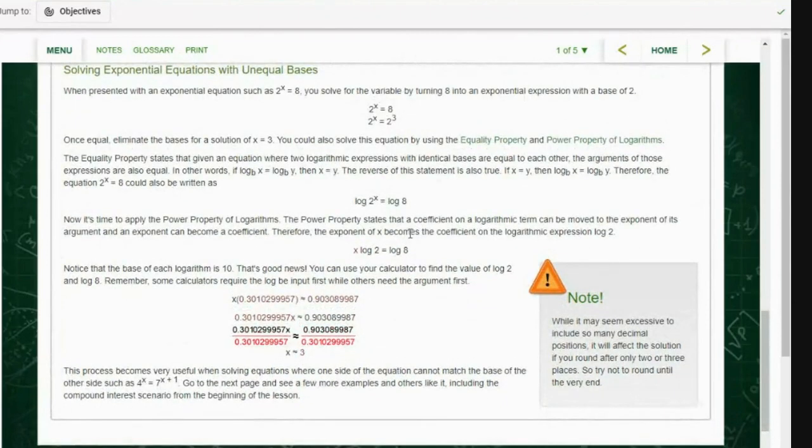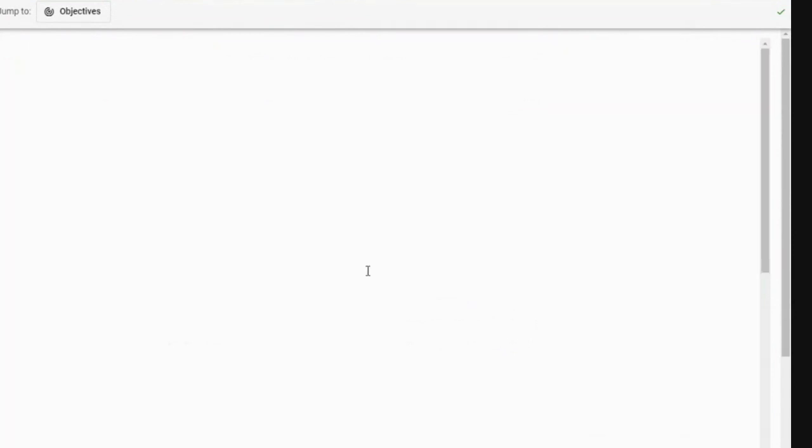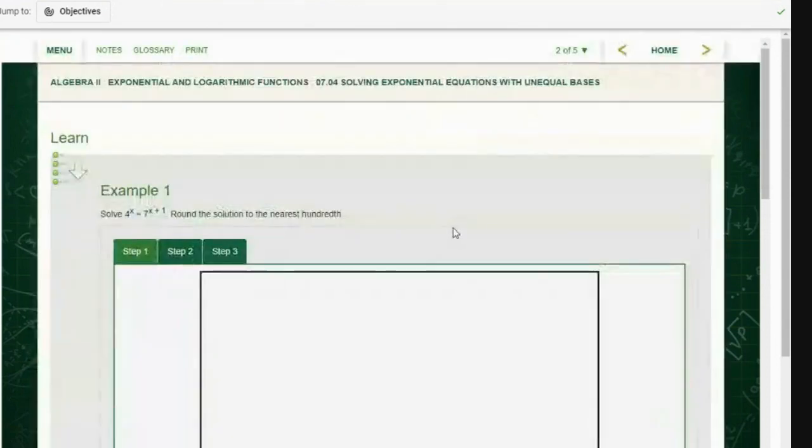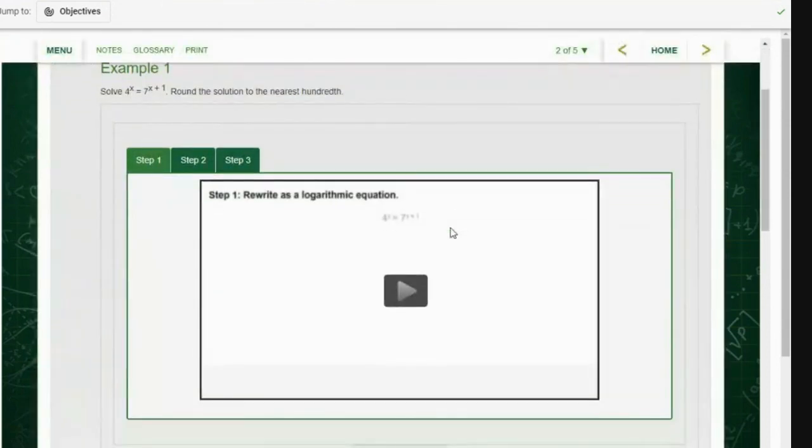These are all base 10. Let's go over here, because that's giving us examples of what we already know. Okay, this is good. Step 1. When you have, I'm going to write this down on paper as they do in here, 4 to the x equals 7 to the x plus 1.